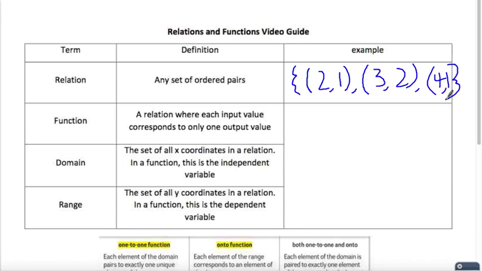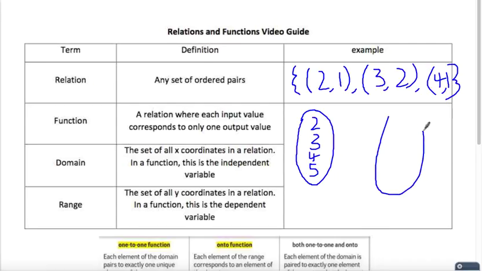Now, a function is a special kind of relation where each input value corresponds to exactly one output value. So this is another way that people commonly will draw a relation. In this column, I'm going to have x values. Let's say I have 2, 3, 4, and 5. And in the other little bubble, I'm going to have y values: 4, 7, 10.